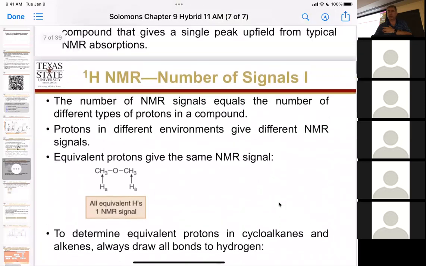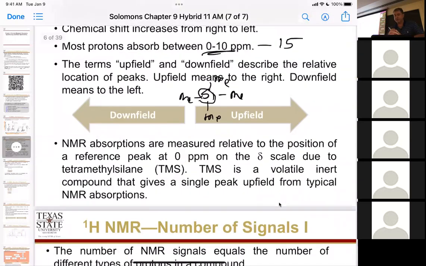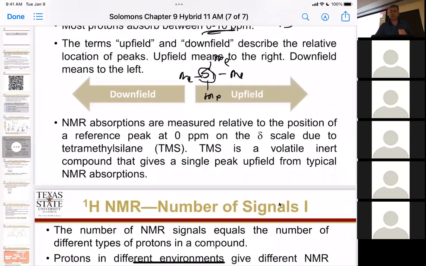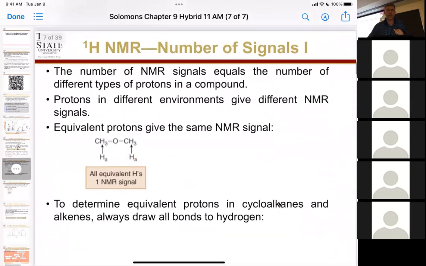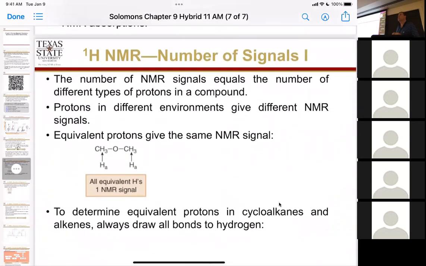I think I said that. Anyway, it's there. The other cool thing is that we also use this as the 0 for carbon as well. The silicon-carbon bond here is what gives us our 0 point. Okay. All right. So now let's talk about number of signals.